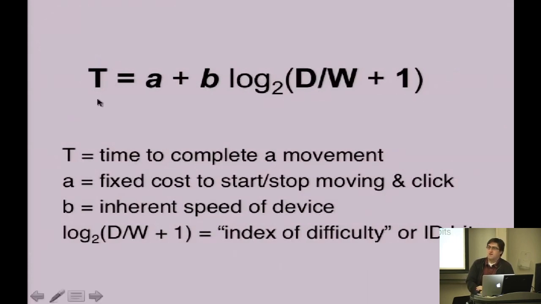Anyway, this is Fitts's law, which looks really complicated, but it actually is pretty easy. T is the time in seconds it takes to point to something. So this is that, the Fitts's law tester gives you a time. It's basically that.